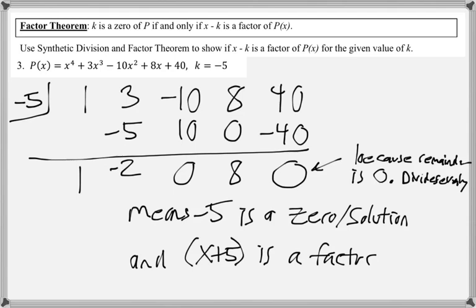So again, this is because we got a 0 here. If that was anything other than a 0, then that would mean that -5 is not a 0 and x plus 5 is not a factor. But because it's 0, then it is a 0, it is a solution, and it is a factor.